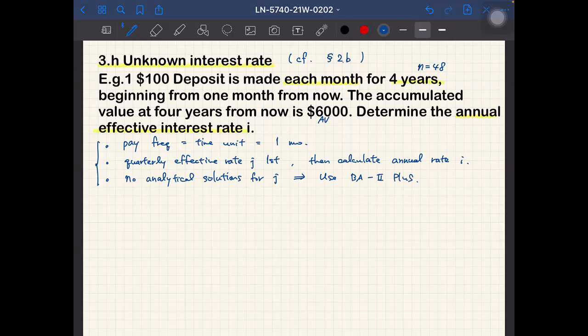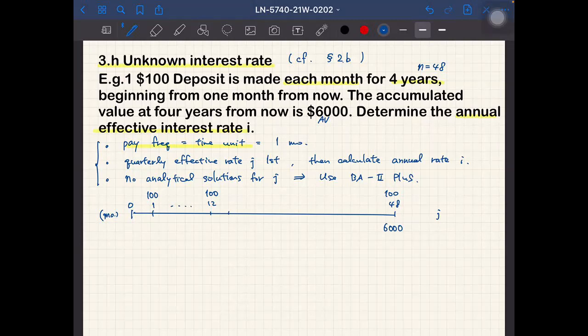Okay, so now let's think about the time diagram. The payment frequency is monthly, so we have 48 payments, and the situation starts at 0. The time unit is months, and the interest rate is J. We have 48 time points, 1 up to 12, 13, up to 48, and $100 each. So deposits were made, and we want to calculate the accumulated value, which is 6,000. This is already given, so we can get J from this information.